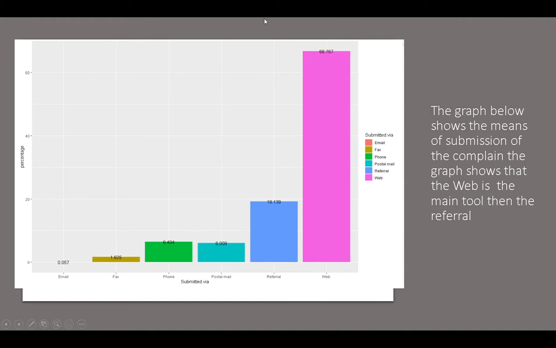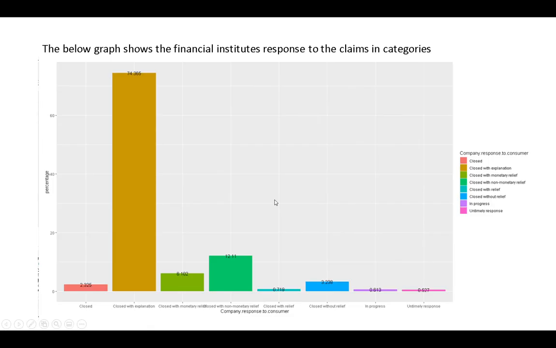This is a graph showing the ways complaints are submitted. Mostly they are submitted through web and referral, which was a surprise for me, that referral still has a big percentage, almost 19%. Then we have the financial institutes' replies. Mainly, the highest reply is closed with explanation. This doesn't mean that the consumer is happy and will not dispute this.